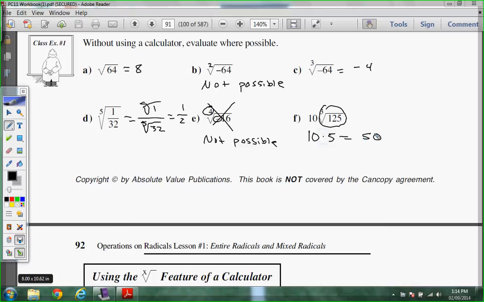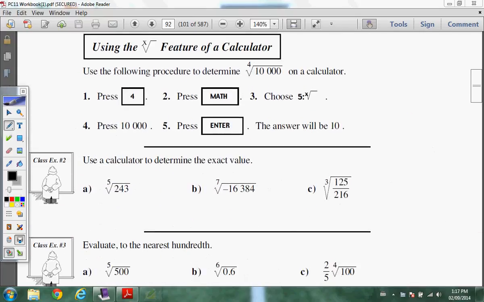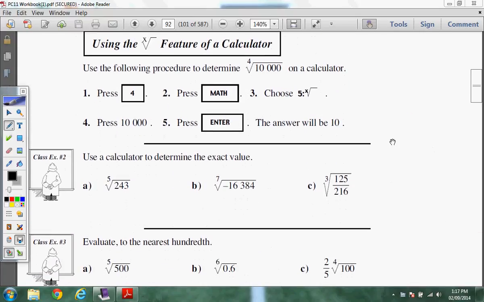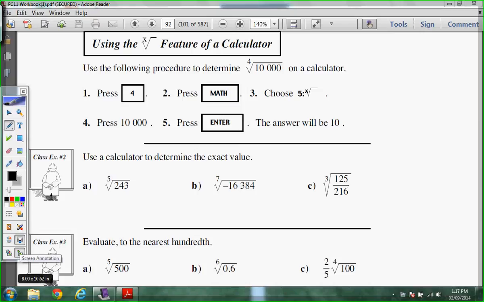Okay? All right, page 2. All right, so here's some practice with your calculator. If you don't have it, you'll have this in your book to refer to. Okay? So using the square root x feature. So your calculator has square root and cube root pretty easy, but after up above that, 4, 5, and 6, you have to do it yourself.